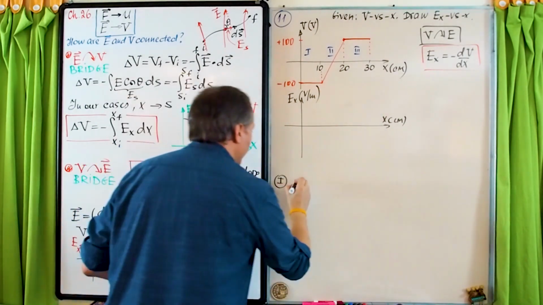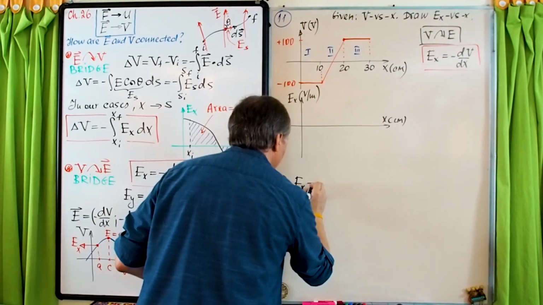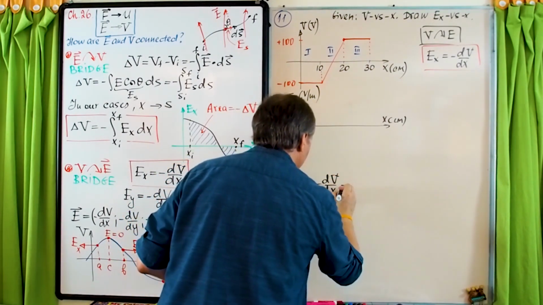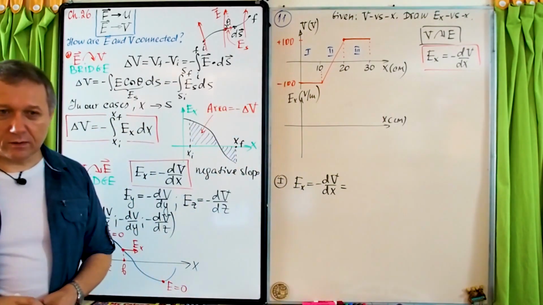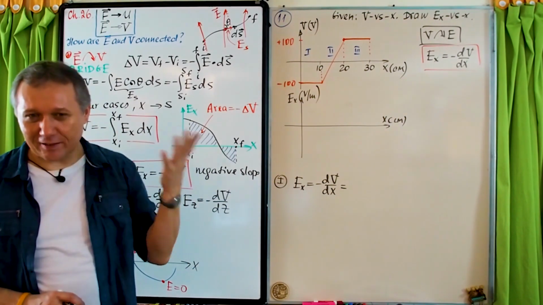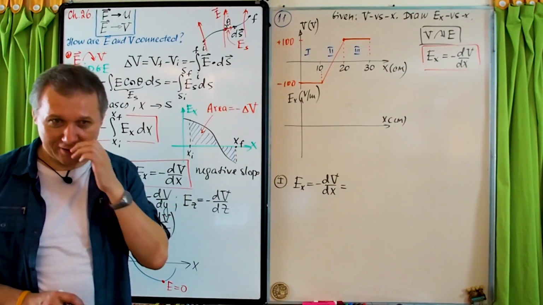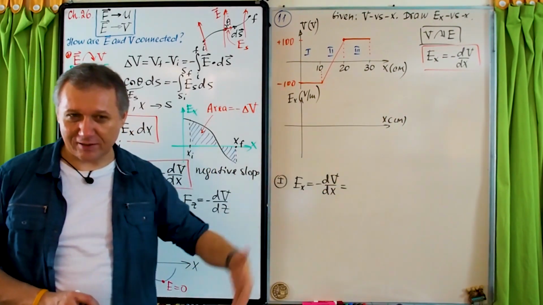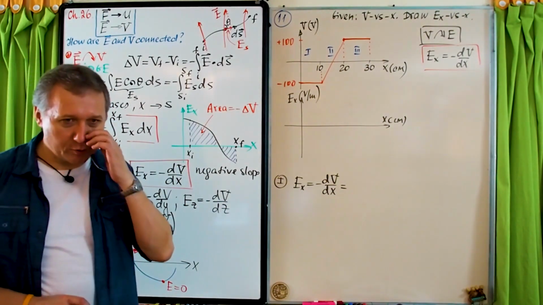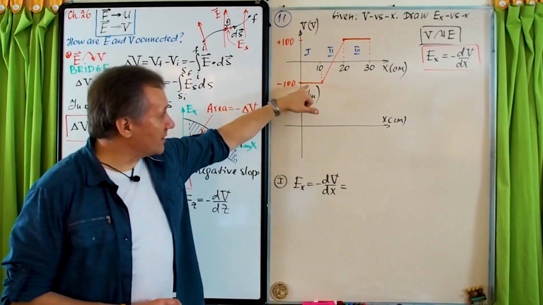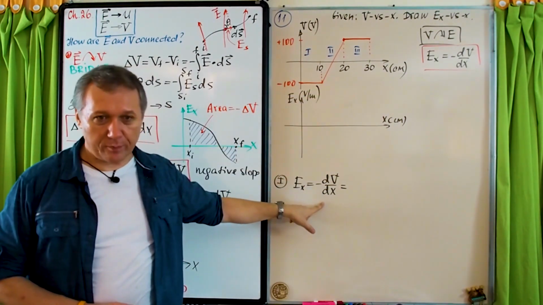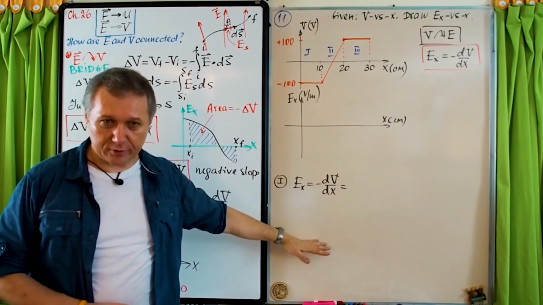So E sub x equals minus dv over dx. Of course, you can tell me immediately the slope is 0, so the electric field must be 0. Electric potential doesn't change, so it means that the electric field is 0. But since this is a straight line, because we will need this, I want to still do what I'm going to do now in the second region.